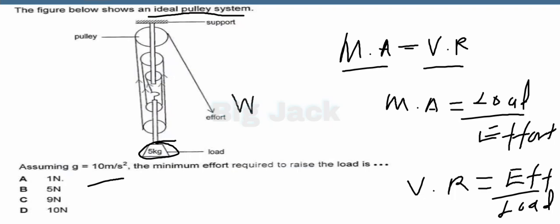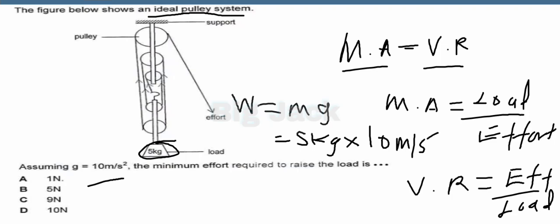So we can say weight is going to be equal to mass multiplied by gravity. The mass that we have here is 5 kgs. Then the acceleration due to gravity that we have is 10 meters per second squared. So when I multiply, the weight or the load is going to be equal to 50 newtons. So that is how we find the load of an object.